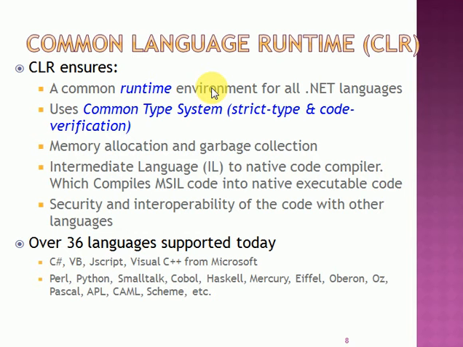Over 36 languages are supported today by .NET, which includes C#, VB, Visual C++, Perl, Python, Smalltalk, COBOL, Haskell, Mercury, Eiffel, Oberon, OZ, Pascal, APL, CAML, Scheme, etc.